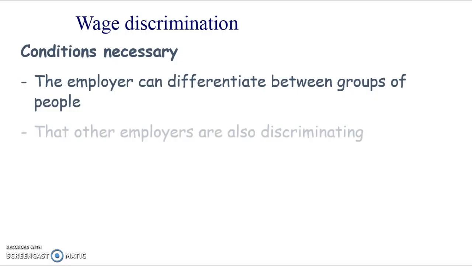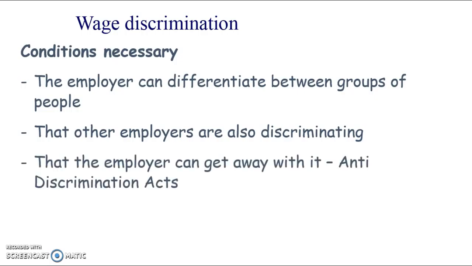So they've got to be able to differentiate between the groups, and other employers have to also be discriminating, because if there was only one business in the market discriminating, if you were a group that were being negatively discriminated against, you just think, well, I won't go and work for them. And if it was a perfectly competitive market where they only constituted a really small part of the employers out there, it wouldn't have a major effect on the market. But if it's a monopsonist buyer of labour and they're partaking in discrimination, and you're one of the groups that's being discriminated against, you're going to be really affected by that.